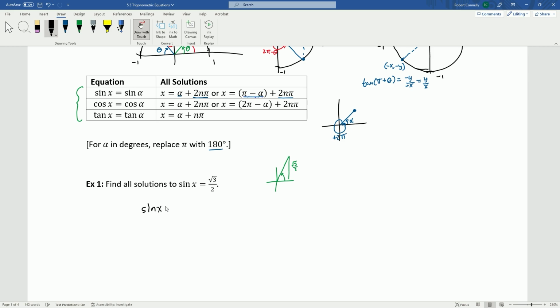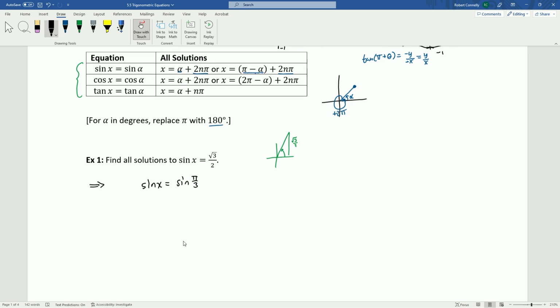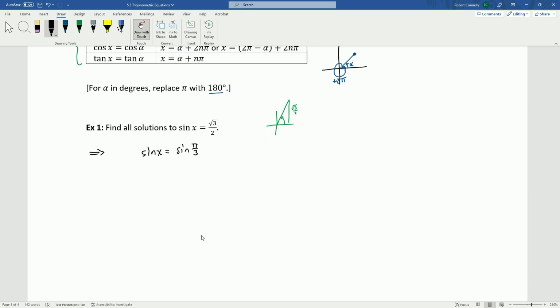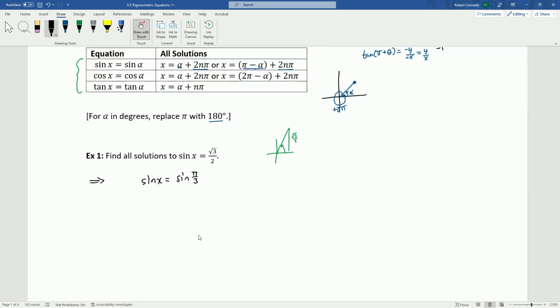So sine of x equals sine of pi over 3. That's all we're saying here. This is the same statement. Square root of 3 over 2 is sine of pi over 3. So sine of x being equal to square root of 3 over 2 is the same thing as saying sine of x equals sine of pi over 3. I know I'm taking my time with that. I just want to be as clear about it as possible.